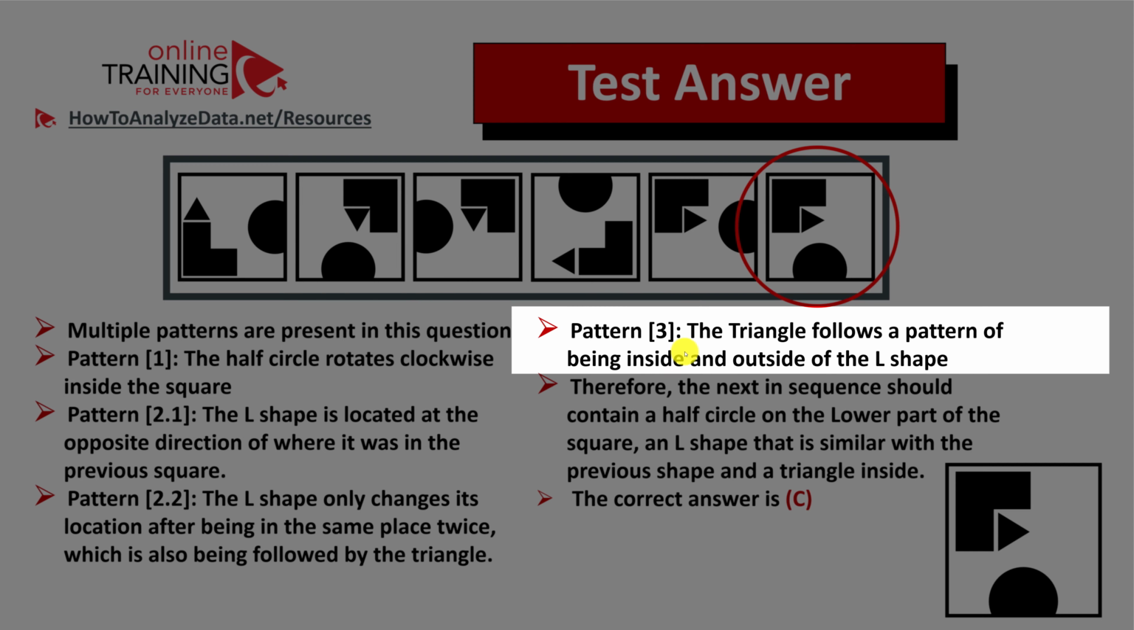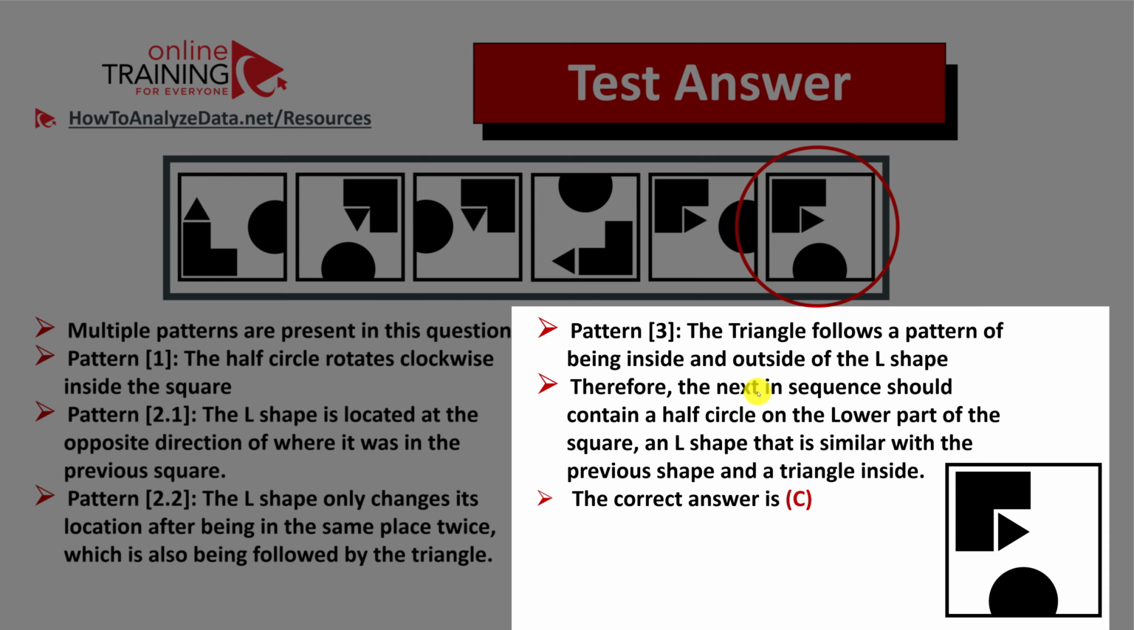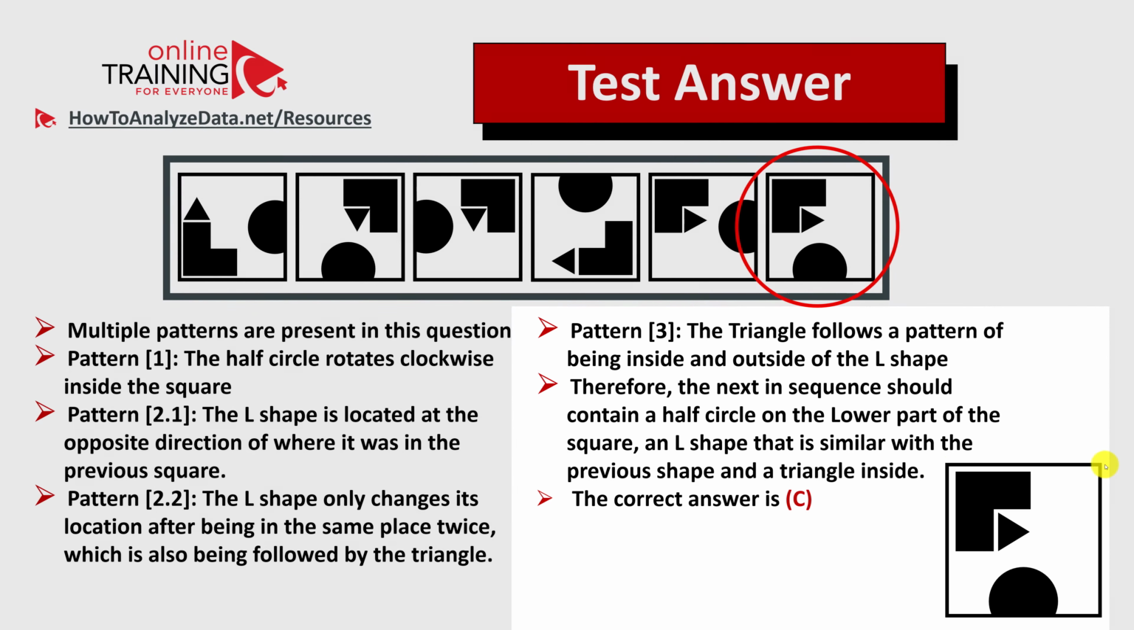And then the last but not least pattern is the pattern of the small triangle. And small triangle here follows the pattern of being inside and outside of the L shape. Therefore, this is why the next item in the sequence should contain a half circle in the lower part of the square, and then the L shape, which is similar with the previous shape and the triangle inside. So the correct answer is choice C. Hopefully you understand what to look for in the similar questions in the test.